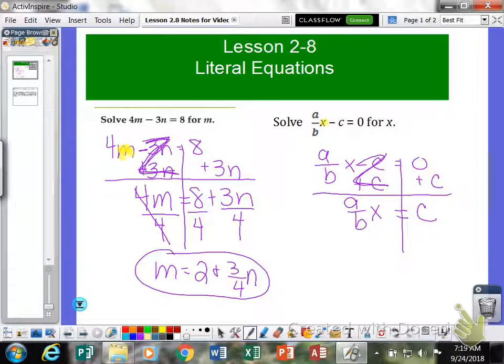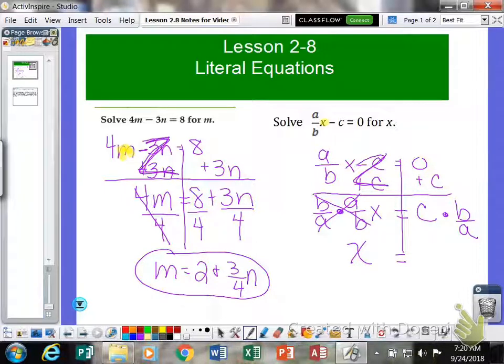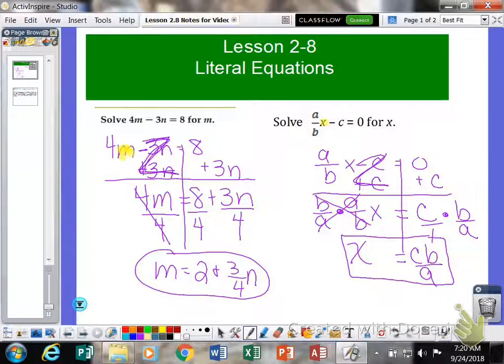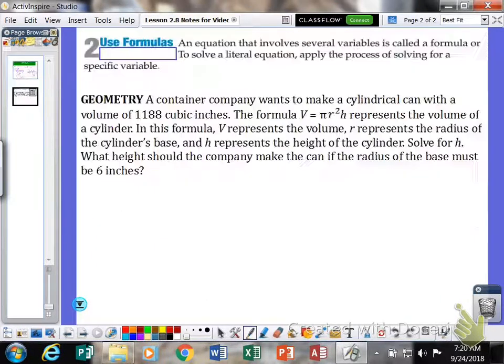And now how do I get rid of a fraction? I want to multiply by the reciprocal. So b over b is 1, a over a is 1, leaving me with x on this side. And that's equal to, and then we can multiply across the top, cb over a. So that is what x would be equal to in that problem. Again, you're just manipulating the equation to get the variable that you're looking for by itself.